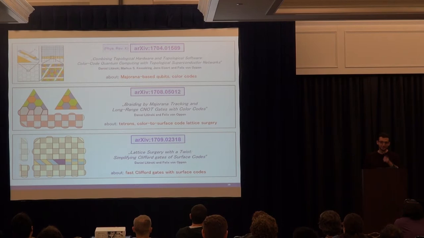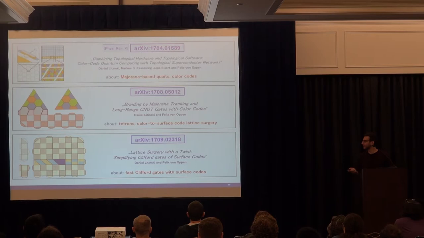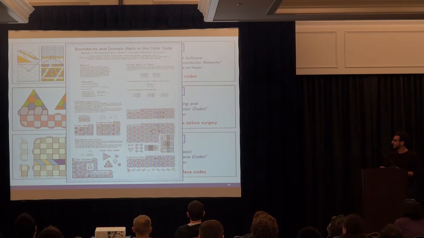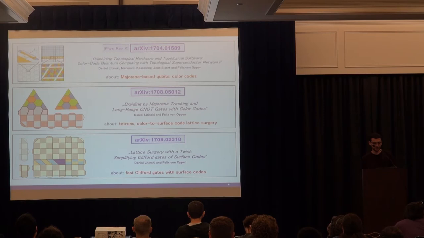So this work was done with Felix von Oppen, Jens Eisert, and Markus Kesselring, who's also here in the audience. And Markus has prepared a very interesting poster on twists in color codes. So if you see a big poster that looks like a huge color code, then you should take a look at it.